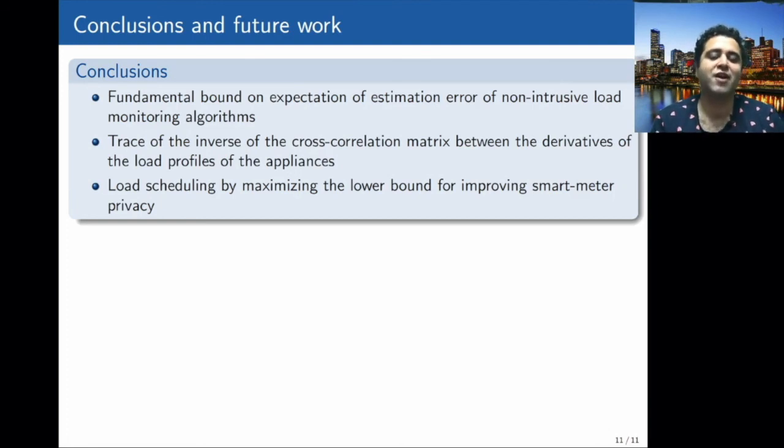How much the loads are similar to each other determines how difficult it is for an adversary to infer which load started first, which makes sense. If you have a lot of similar loads, they could be used interchangeably, and the adversary wouldn't know which one started first and which one came second, and so forth. We can use this to our benefit and do load scheduling to increase the lower bound on the variance of the adversary's error in non-intrusive load monitoring, to find the most private scenarios and ensure as much privacy as we can.